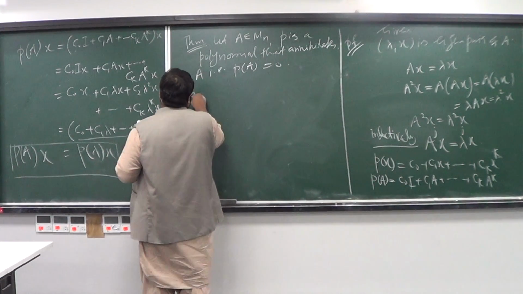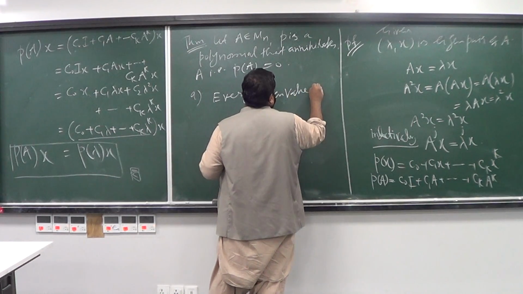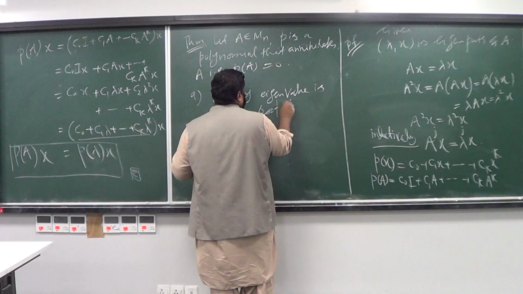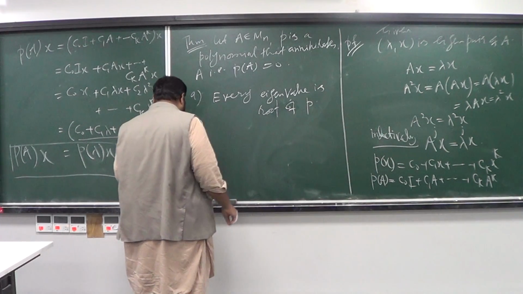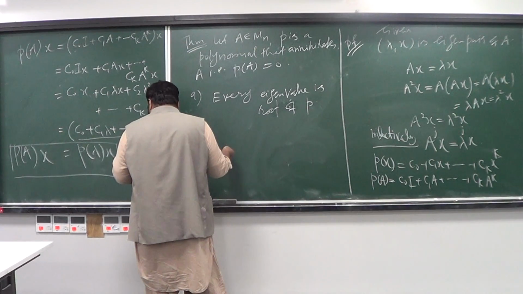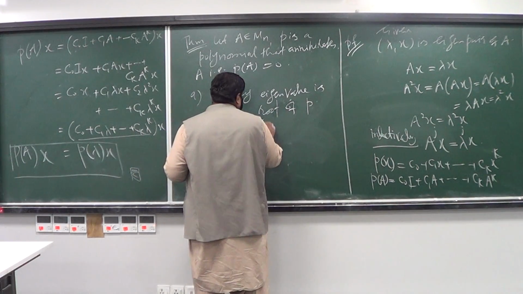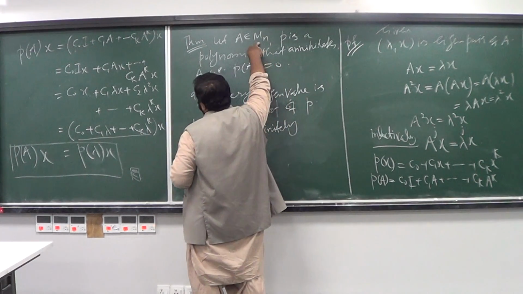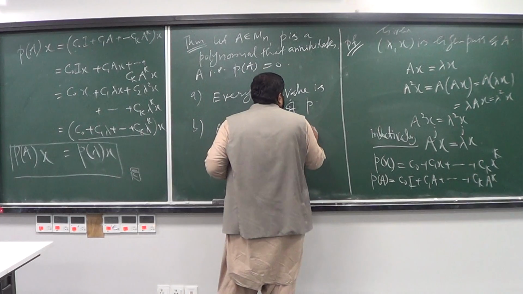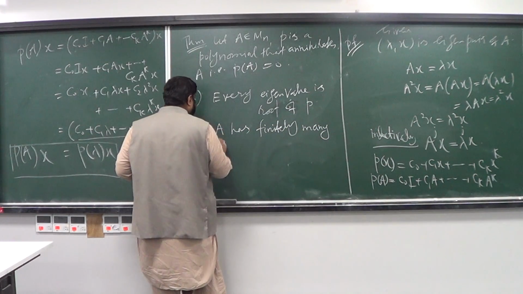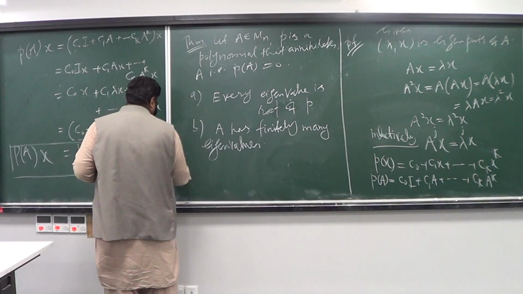Then the following two things will happen. Number one, every eigenvalue is a root of P, so we already know it. And B, we can again show that A has finitely many different eigenvalues. So if you take an n by n matrix, it has finitely many eigenvalues. How many? We don't know yet. Okay, so what's the quick proof of it?